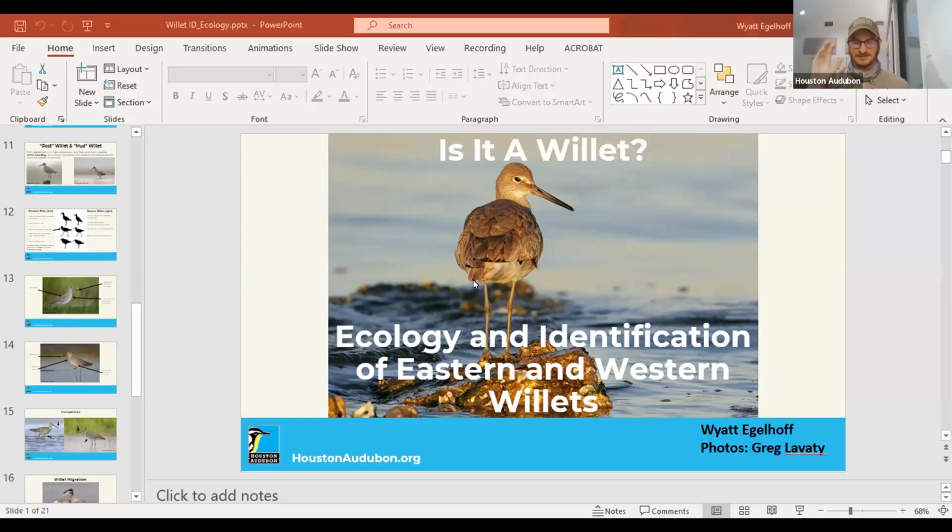I'm standing at Bolivar Flats. It's a time of year that both willets occur. How do I tell them apart?